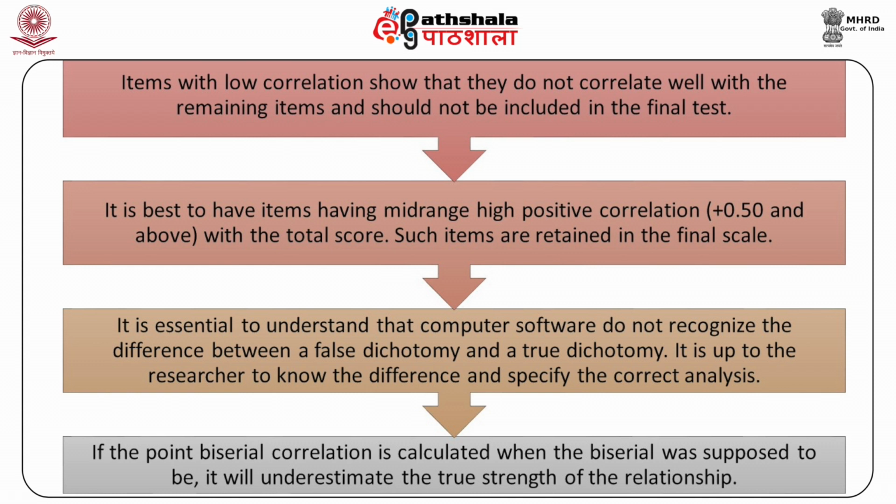It is essential to understand that computer software does not recognize the difference between a false dichotomy and a true dichotomy. It is up to the researcher to know the difference and specify the correct analysis. If the point biserial correlation is calculated when the biserial was supposed to be, it will underestimate the true strength of the relationship.